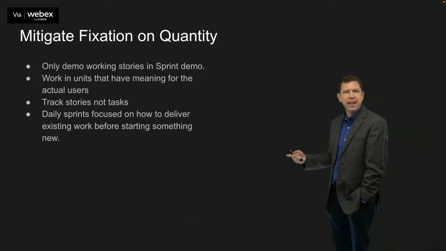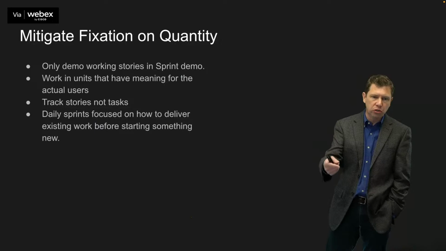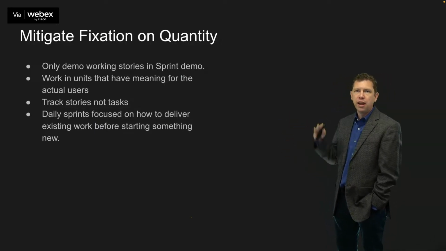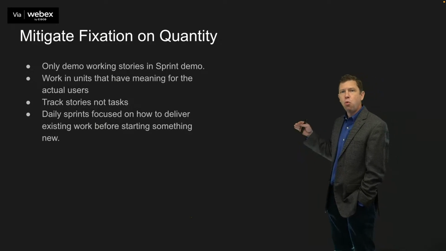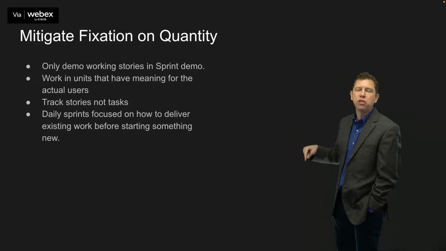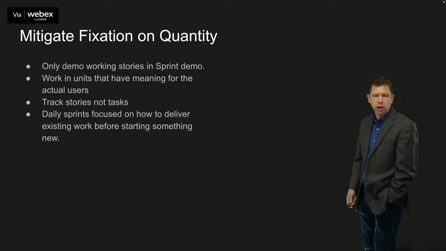Track stories, not tasks, because we want to be thinking about how we're delivering something that's usable to the user. Now, if there's value in keeping track of tasks in Jira or whatever you use, that's fine. But you don't want that to be the thing that you're focusing on. What you delivered is not a series of tasks. You want the stories, the thing that the user can actually use that is delivering working software.